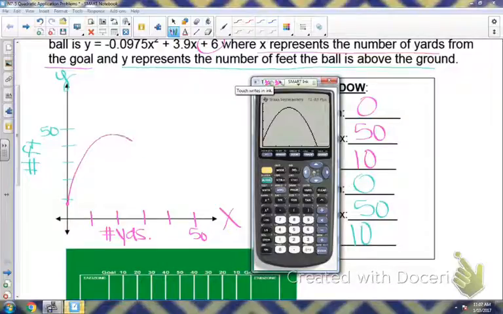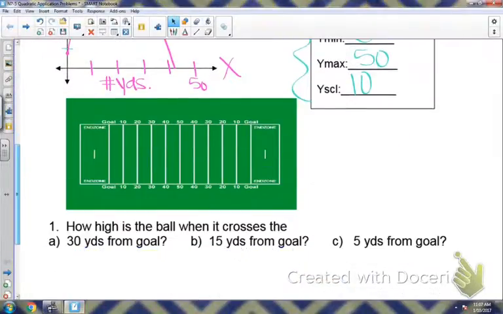I'm just going to sketch. It didn't have to be perfect. We're just sketching it there. Okay? All right, so we graphed it. Now let's start answering some questions.